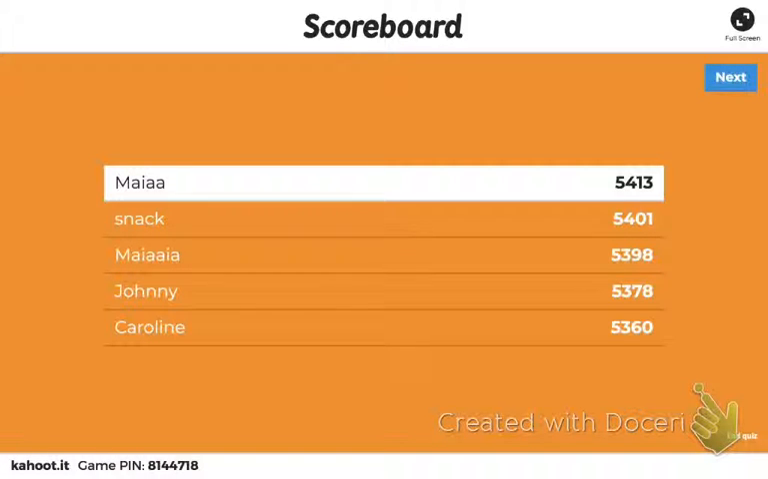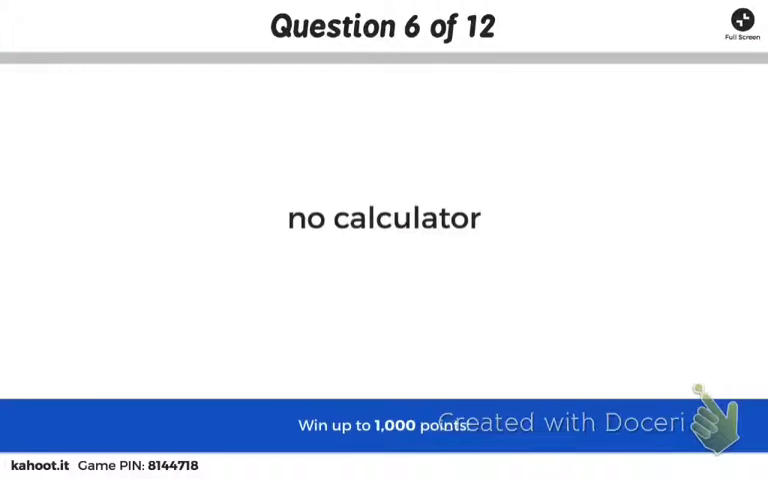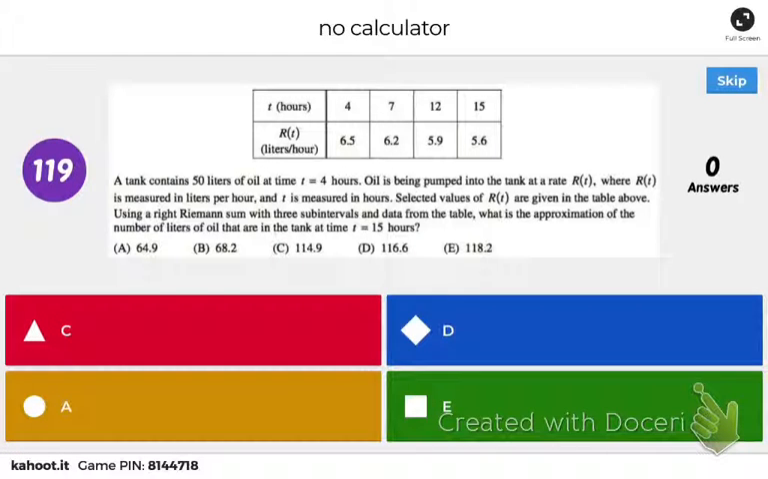Okay, this is going to be our last one for this Kahoot. Question 6. We're going to move on to FRQs. We're going to do one more, and that'll be our last one. Question 6. Last one for the Kahoot. Here you go. It's a good one to finish on. I like this. Remember, this is no calculator. You have to do a little computing.